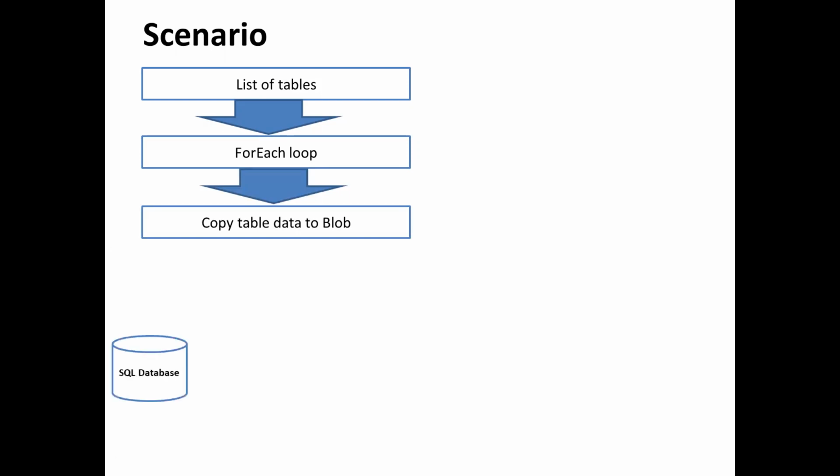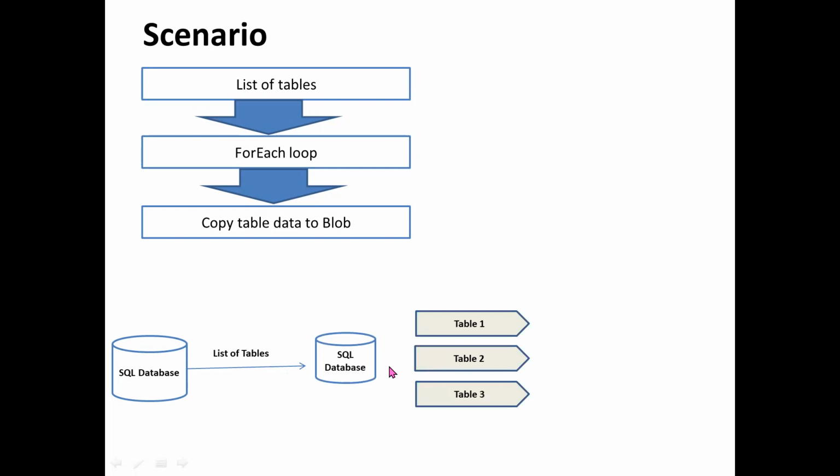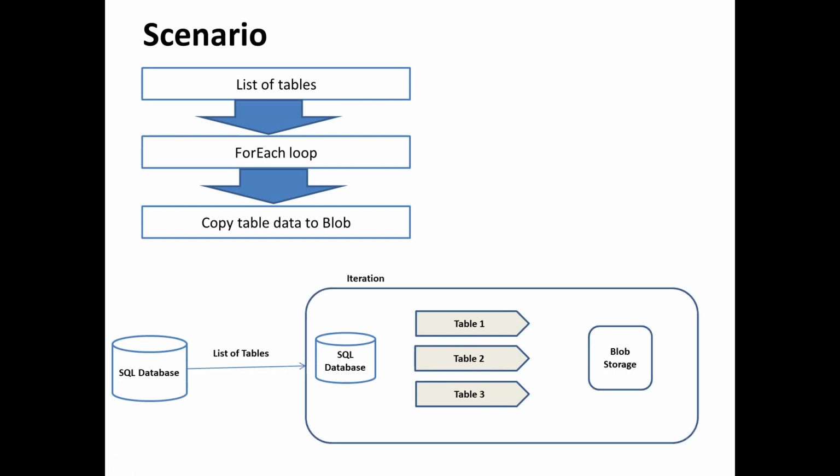So how do we do it? We have a SQL database just now created. We need to get the list of tables first, and then connect again to the SQL database, get those table names, and get the data one by one in a loop iteration manner and send it to blob storage. This entire piece will iterate through each of the tables.